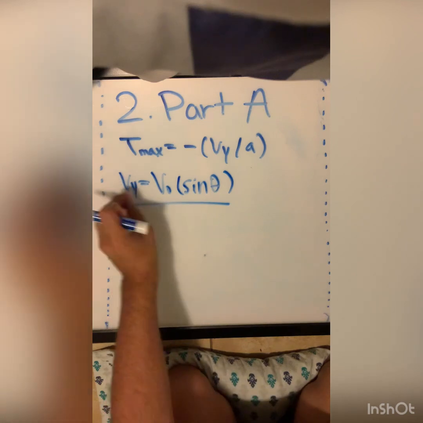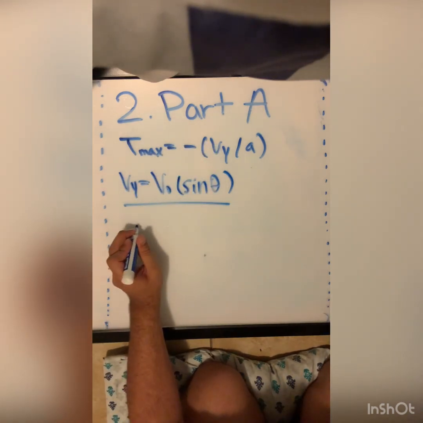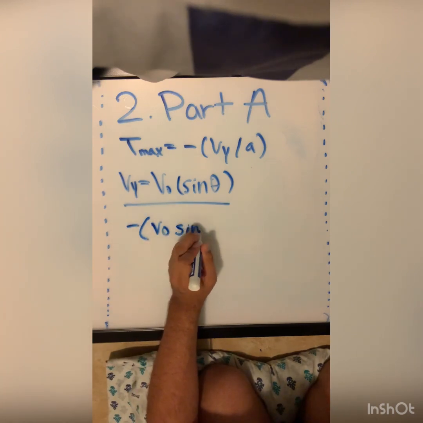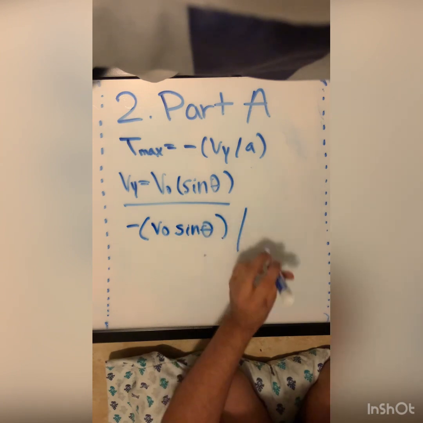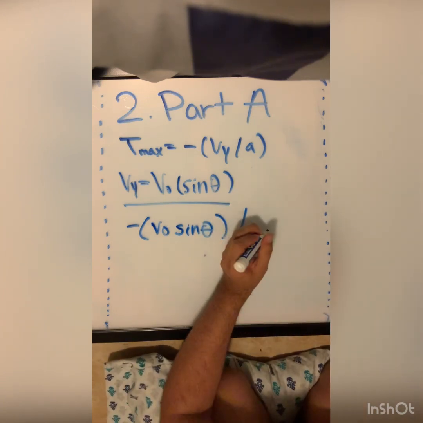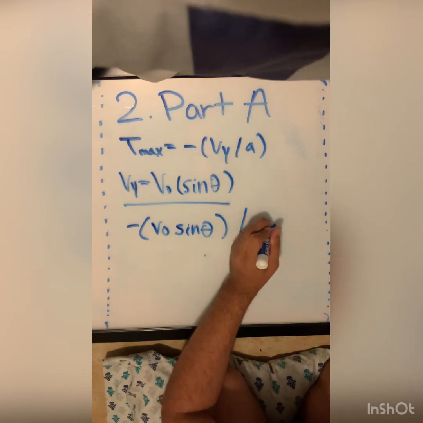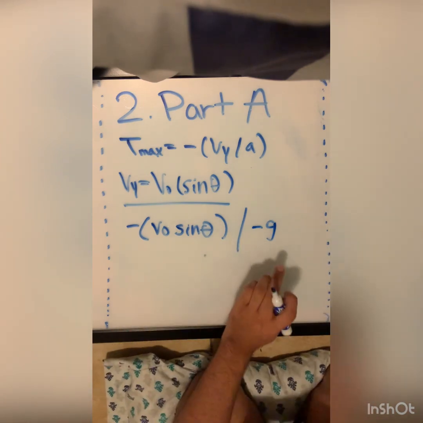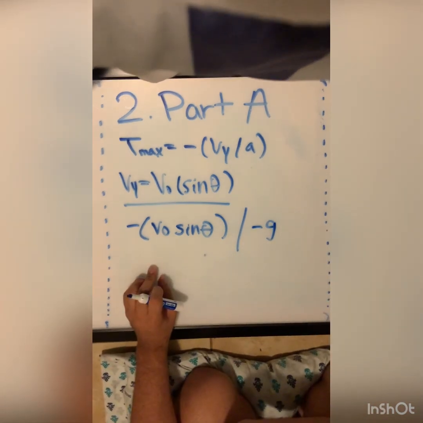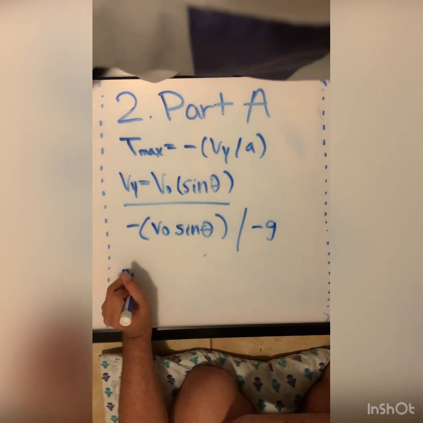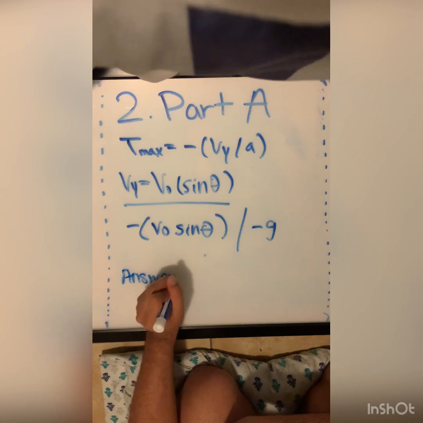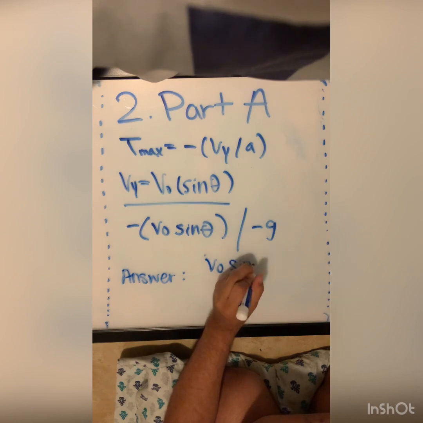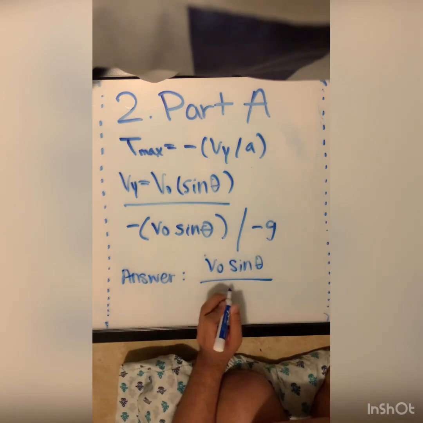So we plug that into our equation above, and we get negative velocity times sine divided by a, which in this case would be negative g, since we're talking about gravity here. Now we simplify everything, and then we get our answer, which is velocity times sine of the angle divided by g.